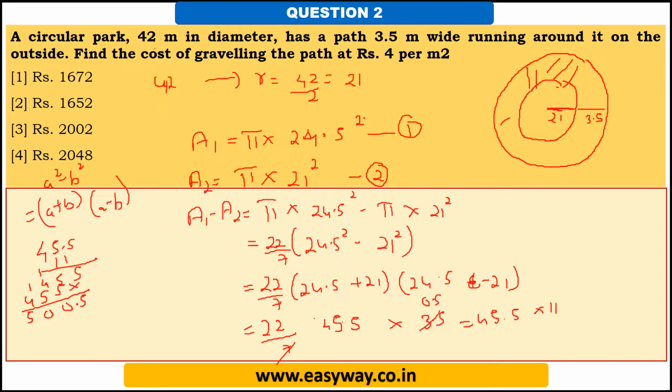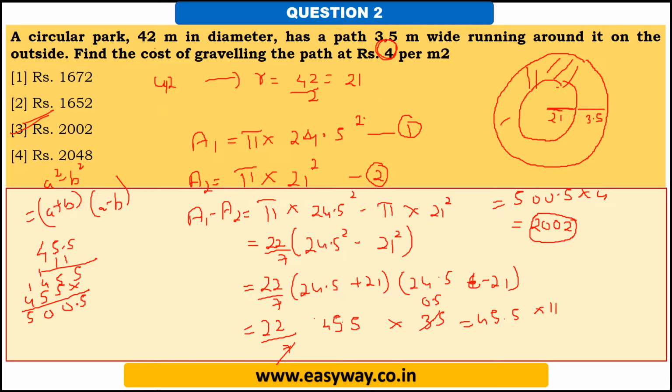Okay, so the area of this path is what? 500.5. Now next, we have to find the cost of graveling it at the rate of ₹4. That means we have to multiply by 4. So 5 4s are 20, so that will be 0, 2, 0, 0, and then again 5 4s are 20. So our final answer is 2002. Okay. So answer is option number 3. So in this question, what we have done, we have first drawn a smaller circle with radius 21 and a path of 3.5 meter around it.